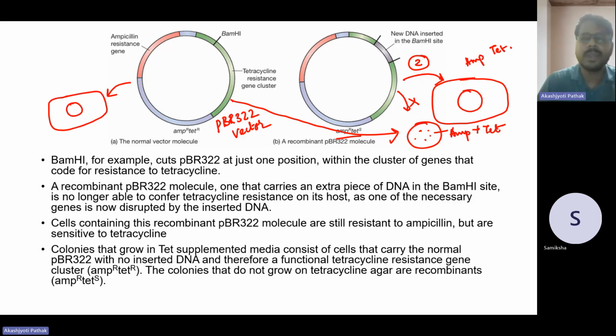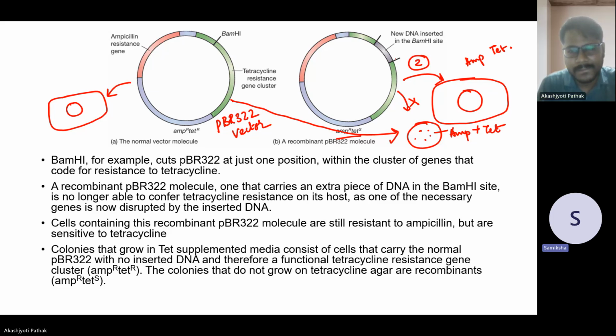So this bacteria can only grow in ampicillin supplemented media. They cannot grow in media having both ampicillin and tetracycline, while these other bacteria can grow in both ampicillin and tetracycline. In this way, you can screen between recombinants and non-recombinants. The recombinant bacteria are those which grow only in ampicillin, but not in tetracycline.